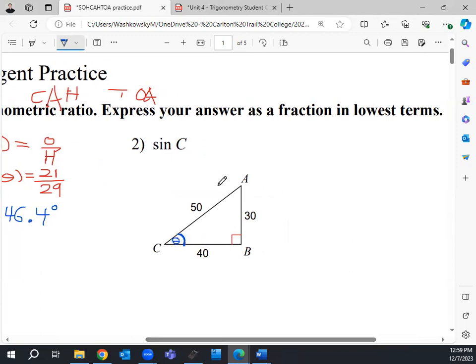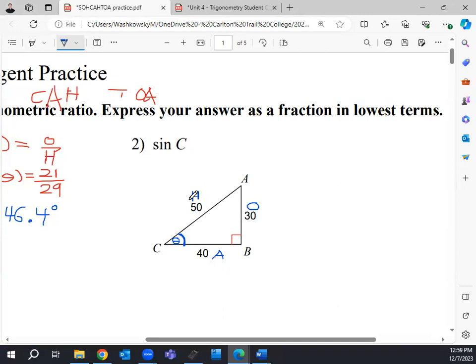So which number is my hypotenuse? 50, because it's opposite of my right angle. Which number is my opposite? The 30, because it's opposite of my angle I'm finding. And then the last side has to be adjacent. So cool, I've labeled it.